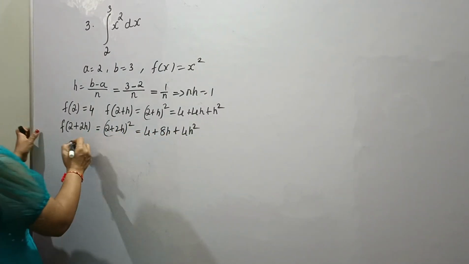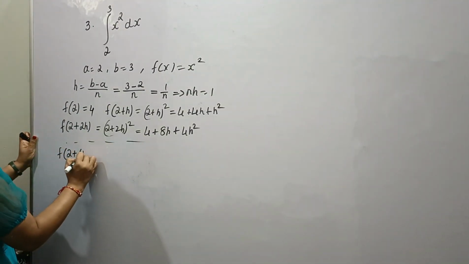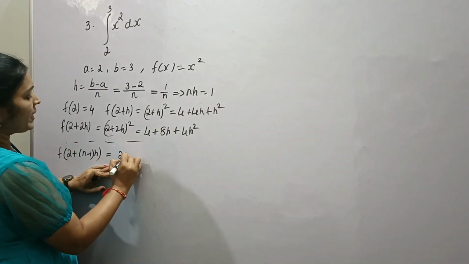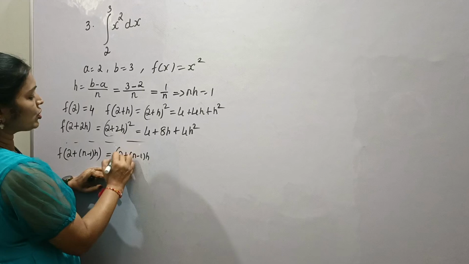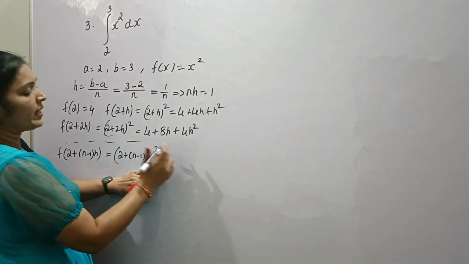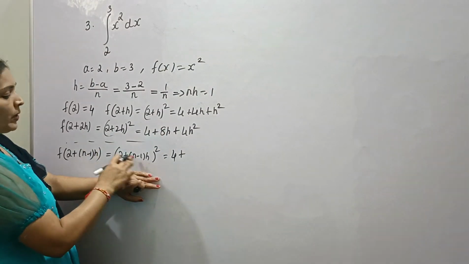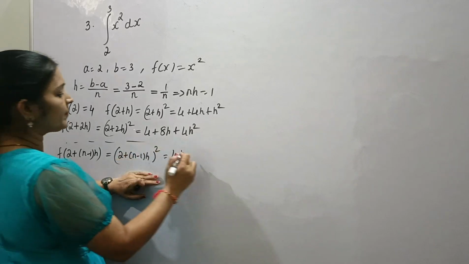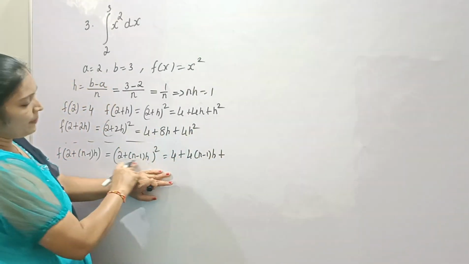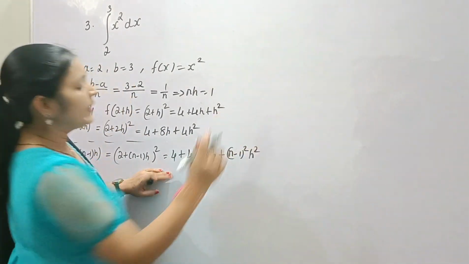Then let's find the last term, that is f of 2 plus n minus 1 into h, that is equal to 2 plus n minus 1 into h whole square, that is a plus b whole square. So a square, 2 square is 4, plus 2 into a into b, that is 2 into 2 is 4, 4 into n minus 1 into h, plus b square, that is n minus 1 whole square h square. It is the last term.